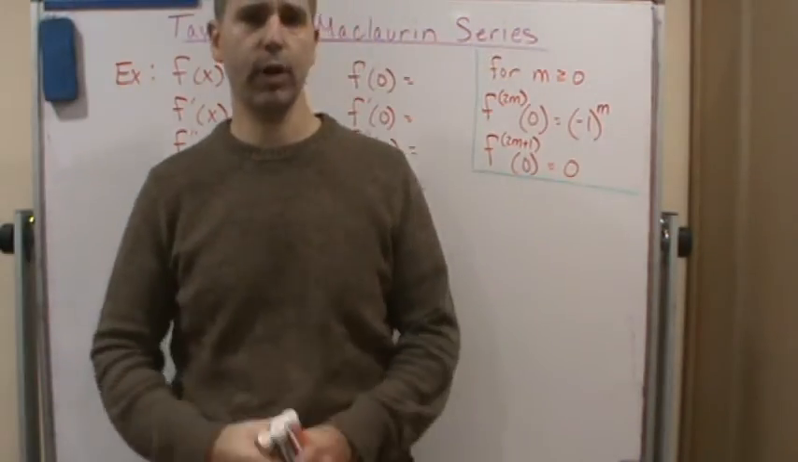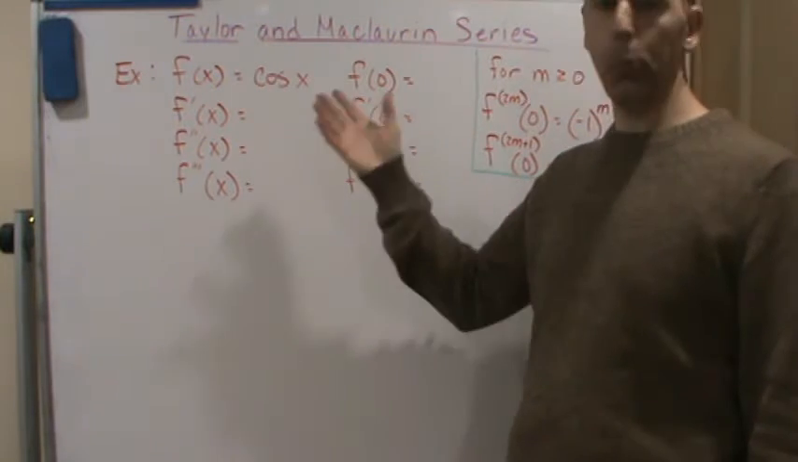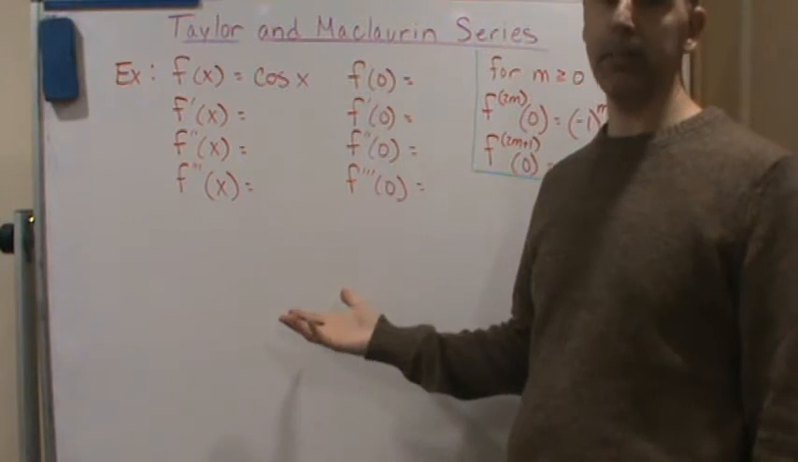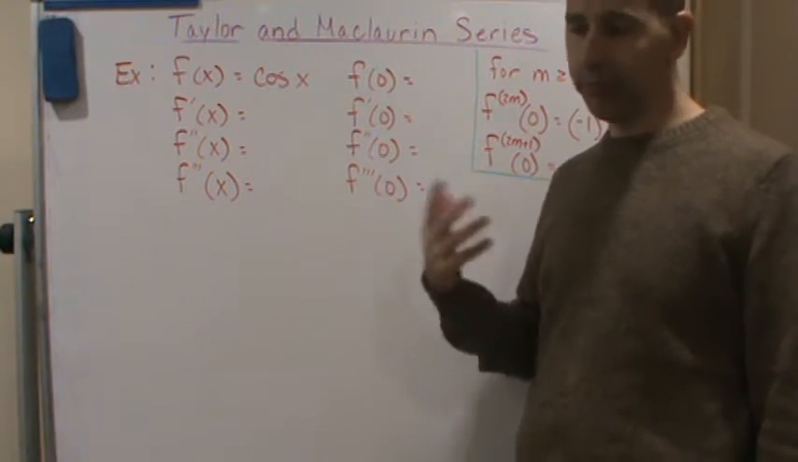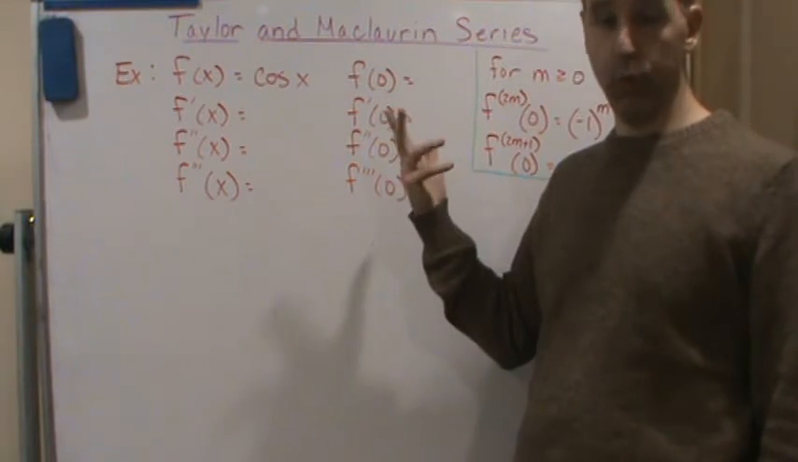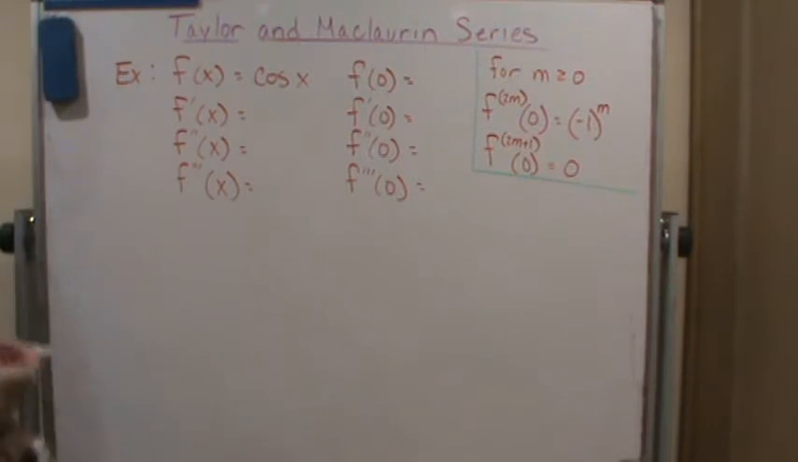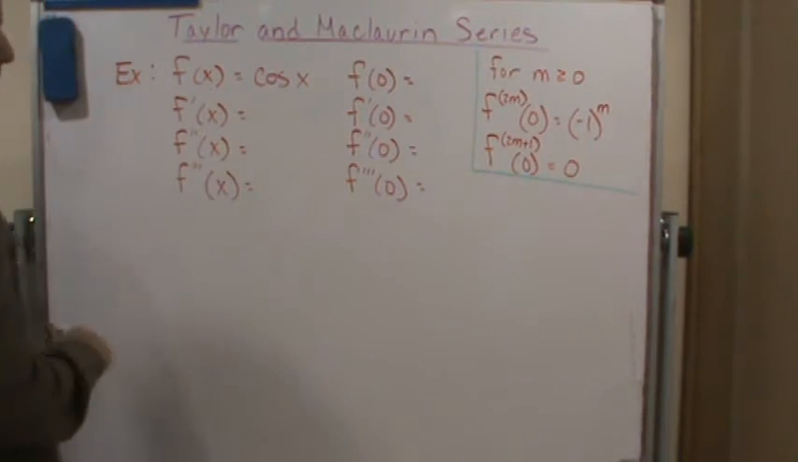Okay, so now let's do another example. This time, let's do cosine. So we're going to see another cyclic pattern. We're going to do this very similarly to when we were dealing with sine. Okay, so I'm just going to fill in the information. So we need the first three derivatives.